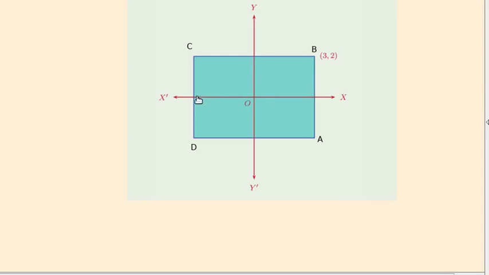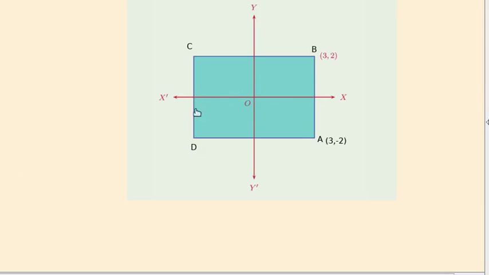Therefore it is the center. Therefore this distance is also 3 and this distance is 2. Therefore we can write the other vertices. A is what? 3 right and 2 downward. Therefore we can write A is 3, minus 2. Then we can write D.